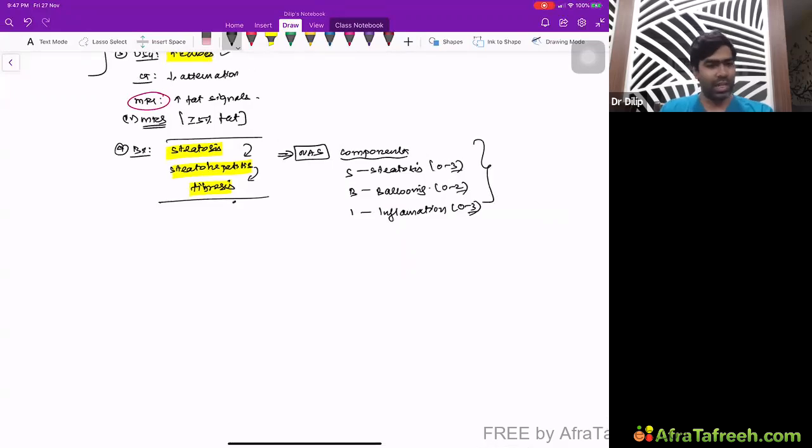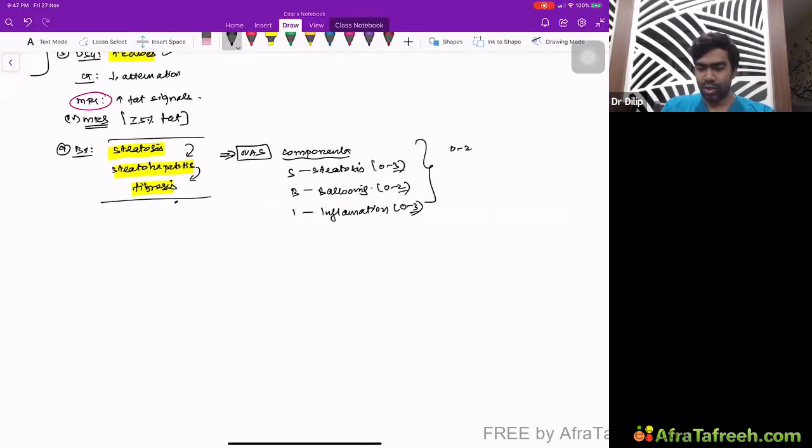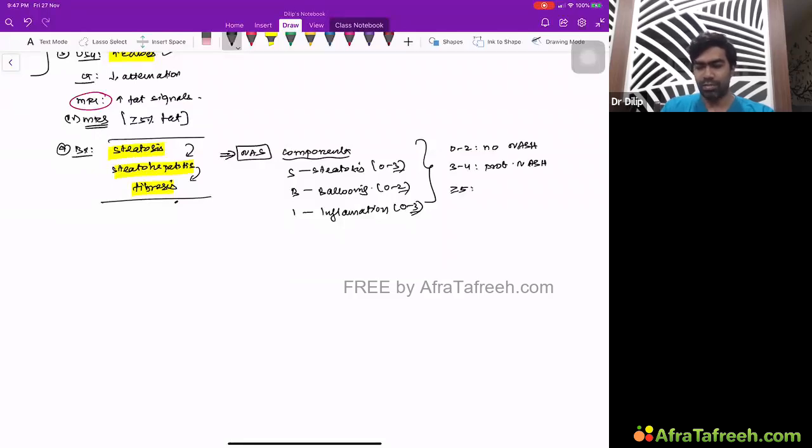Suppose in the absence of significant alcohol history, if the score is 0 to 2, it will be called no NASH. If the score is 3 to 4 - NASH I should write in capital letters, so non-alcoholic steatohepatitis - then it could be a probable NASH. It is indeterminate. Anything more than or equal to 5, a score of 5 to 8, tells you that it is definite NASH.